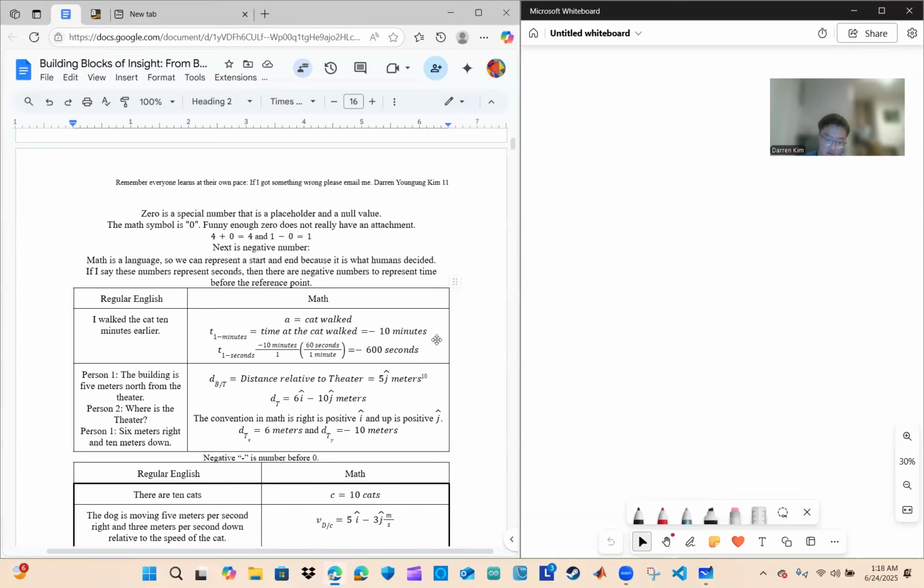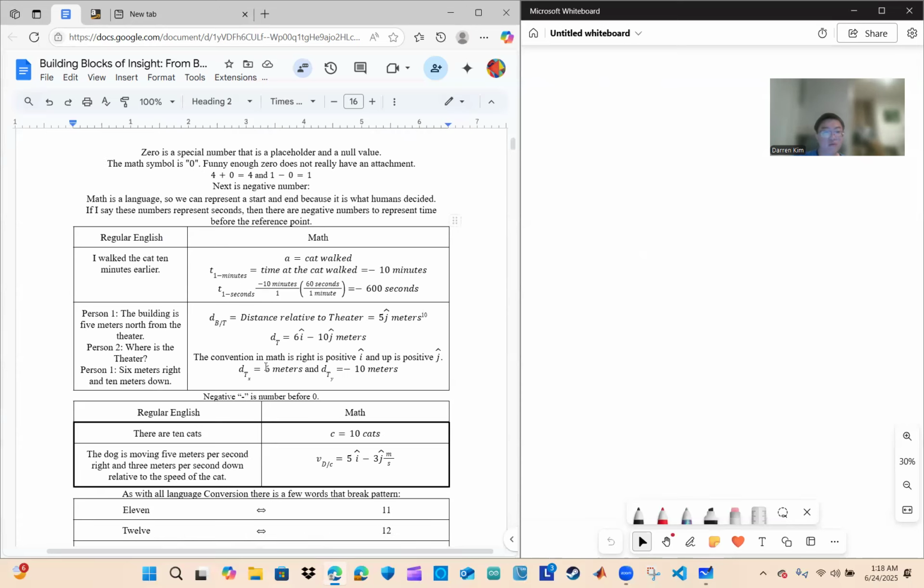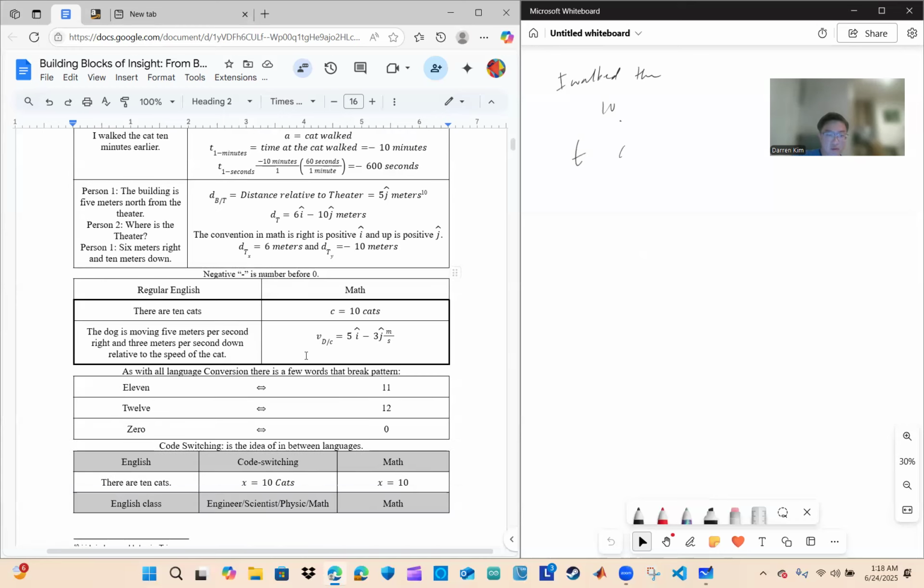And then zero is like the null value, because it literally just deletes or does nothing, and it's very valuable for steady state. Without zero that the Indians created, we wouldn't have a lot of the calculus or anything as we have right now. Now, next thing I did is I walked the cat 10 minutes earlier. Now, 10 minutes earlier is 600 seconds. So I just put a negative sign there as a reference point, and we keep on going on.